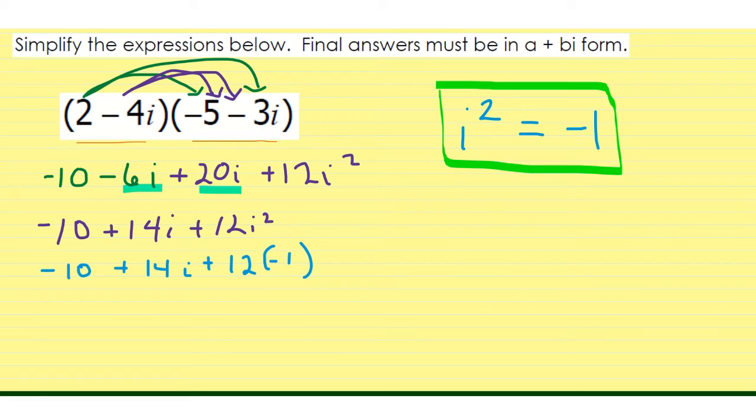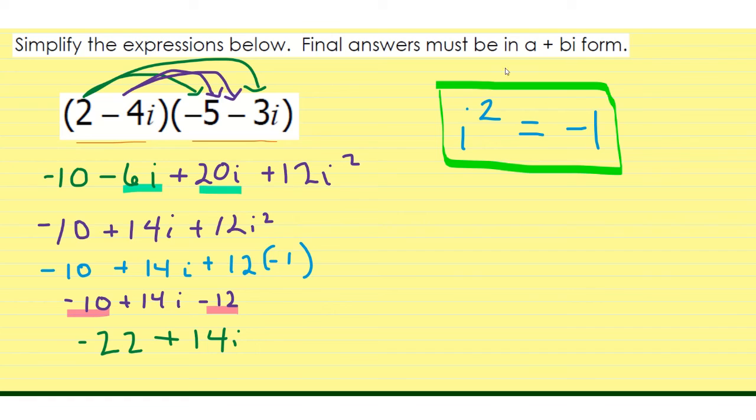So I will continue with order of operations. I'm going to end up with negative 10 plus the 14i, and then plus 12 times a negative 1 gives me a negative 12. And at that point, I need to combine my like constants. I have a negative 10 minus a 12. So my negative 10 and my negative 12 combine to become negative 22 plus 14i.